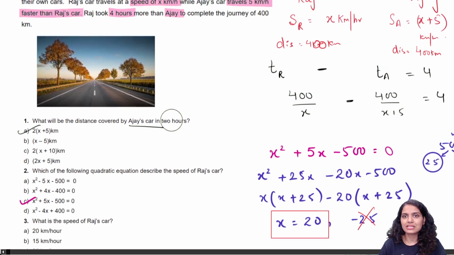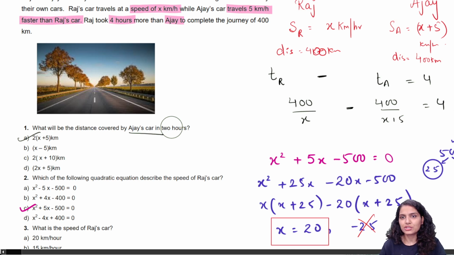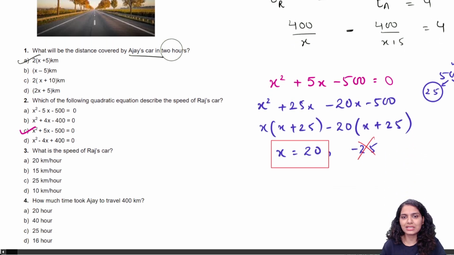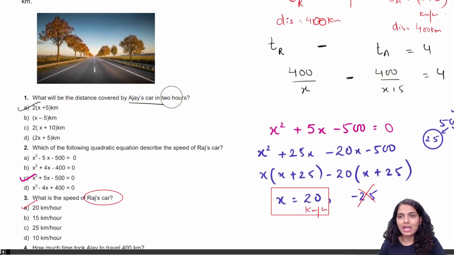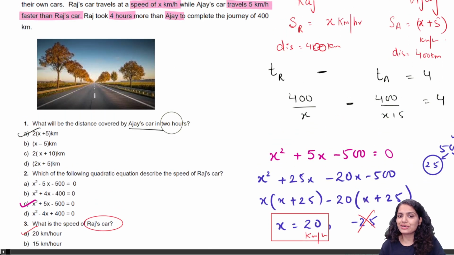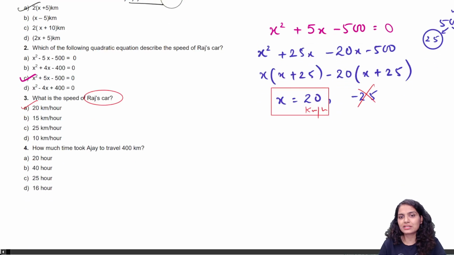It was the speed of Raj, right? So Raj's speed we got as 20 kilometers per hour. Speed of Raj's car, 20 kilometers per hour. Now what about the next question? How much time does Ajay take? Okay, so now we know that the speed of Raj is 20, so the speed of Ajay will be 25, correct?